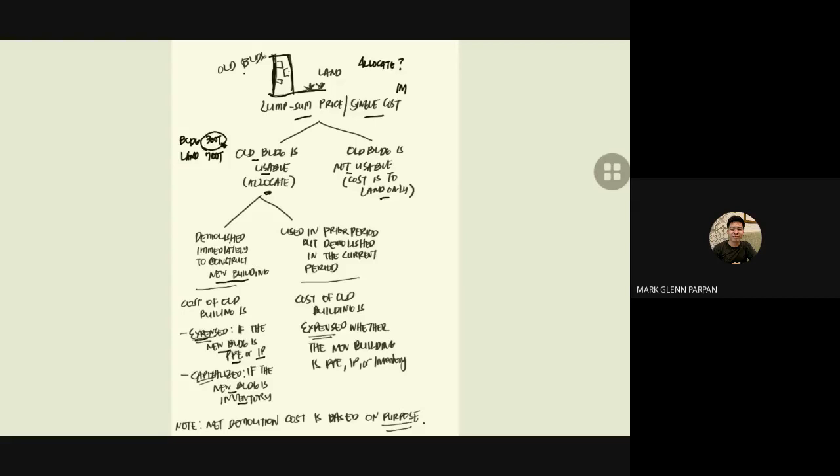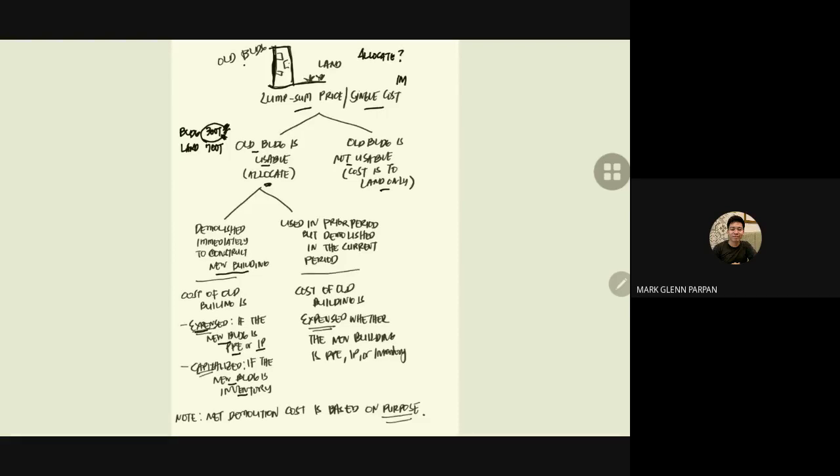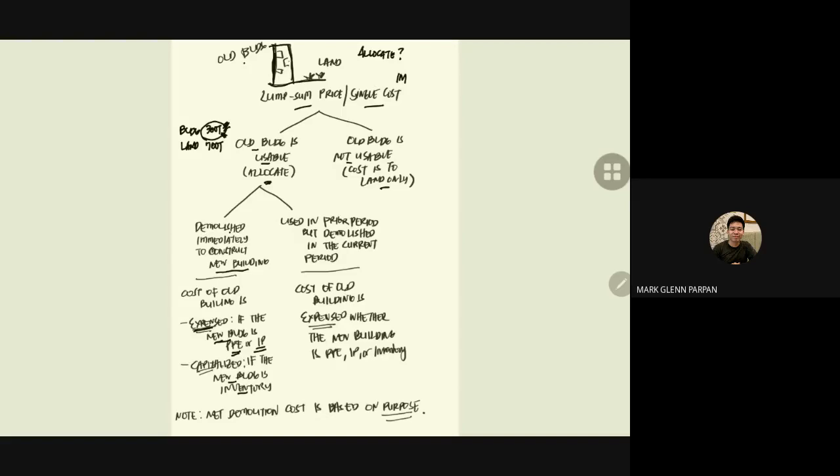Sir, usable man siya, sir. So, inallocate namin. Meron sa building, meron sa land. Tapos, anong nangyari after? Dinemolish namin agad yung building para makakonstruct ng bagong building. So, anong gagawin namin, sir, sa na-allocate na 300,000 sa building? Gawin ninyo ito: if ang new building is to be treated as PPE or investment property, expense mo na yan. Pero if the new building is to be treated as inventory, it shall be capitalized.